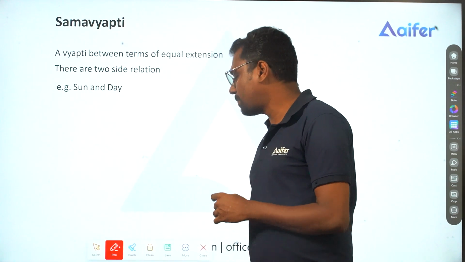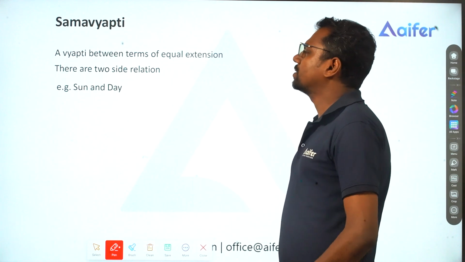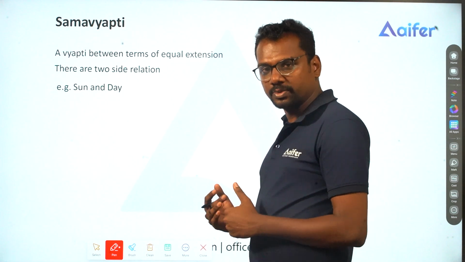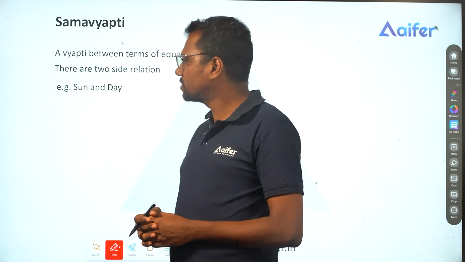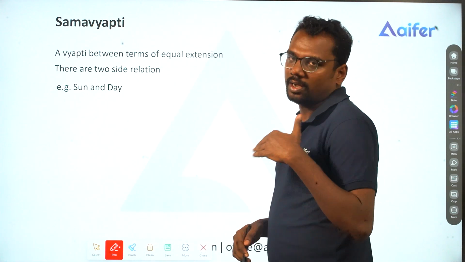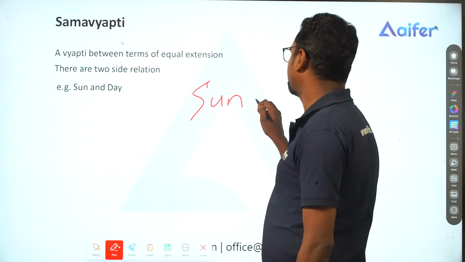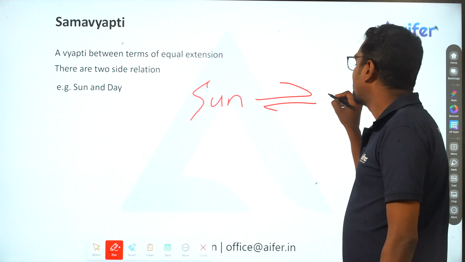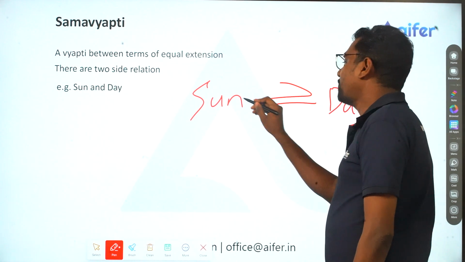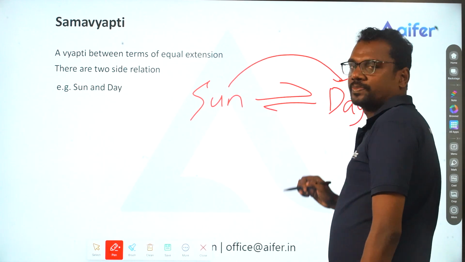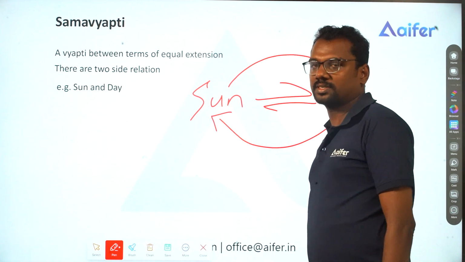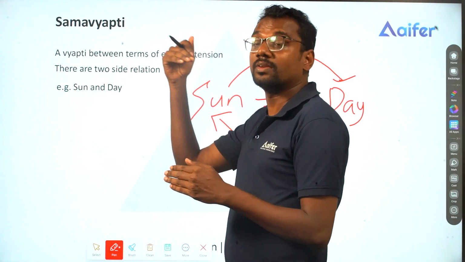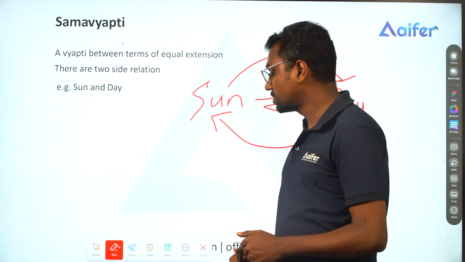Samavyapti happens when there is a Vyapti between terms of equal extension. For example, sun and day. It is a reversible relationship. If there is sun, we can infer it is day, and if it is day, we can infer there is sun. From x you can infer y, and from y you can infer x. Such a relationship is known as Samavyapti.